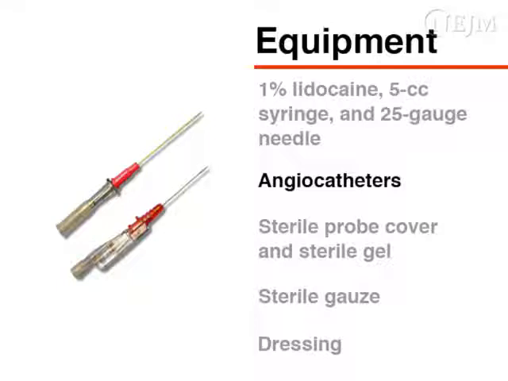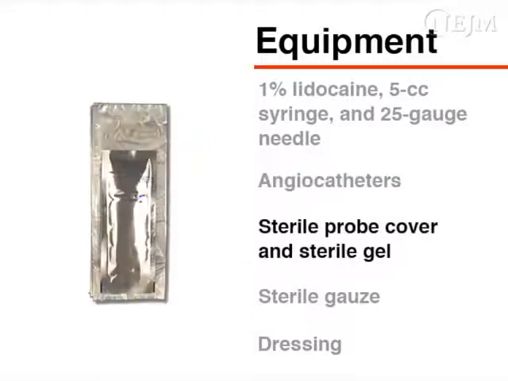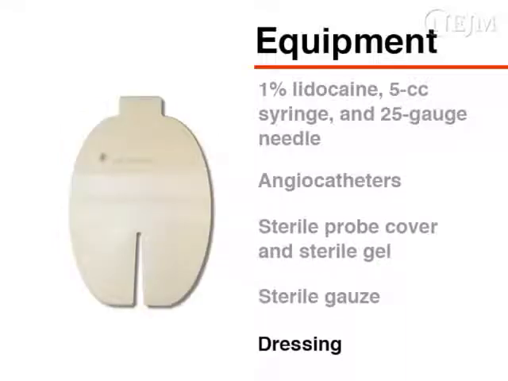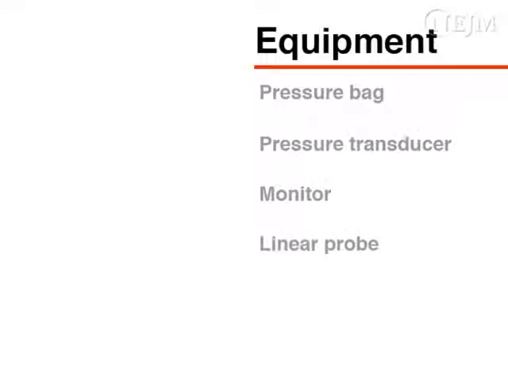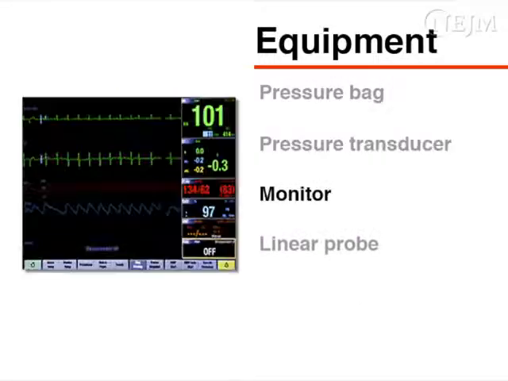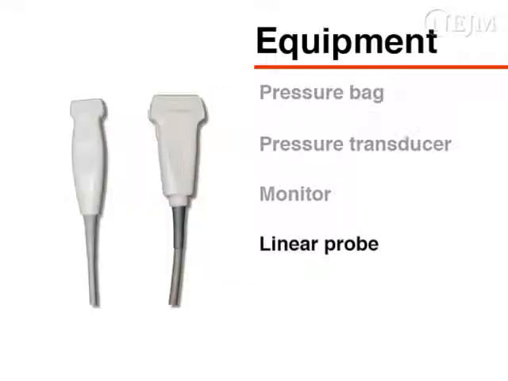Radial arterial catheterization can be performed with standard angiocatheters or with safety angiocatheters. Use the equipment that complies with the safety practices at your institution. You will also need a sterile ultrasound probe cover with sterile gel, sterile gauze, and materials for dressing and securing the catheter. You will also need a pressure bag, a pressure transducer, and a monitor that is appropriate for arterial catheter transduction. In order to assess the vasculature, you will need a linear array transducer ultrasound probe with a frequency range of 5 to 13 MHz.